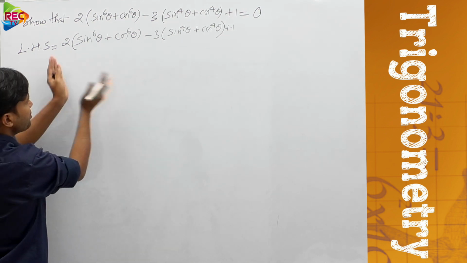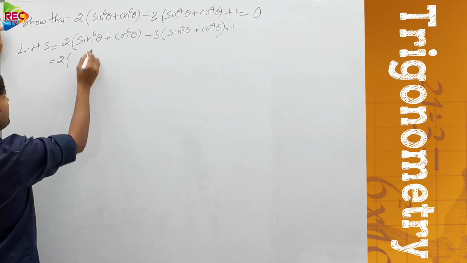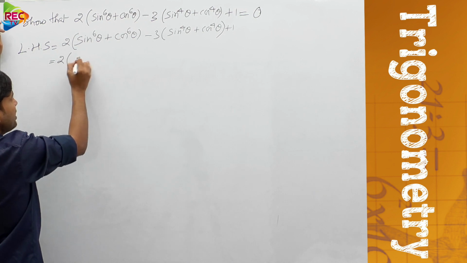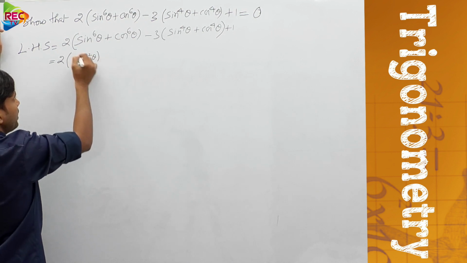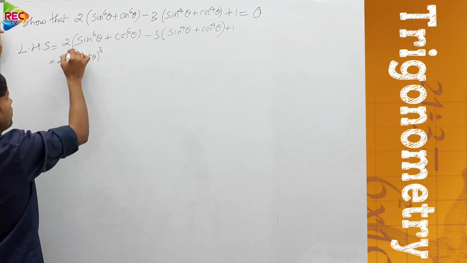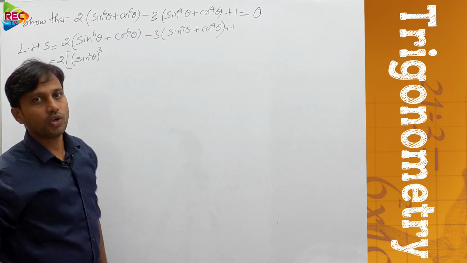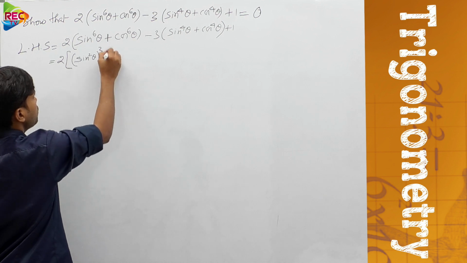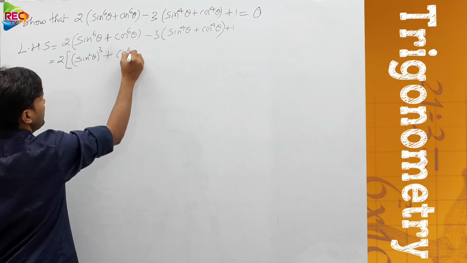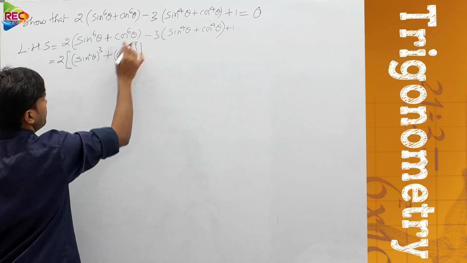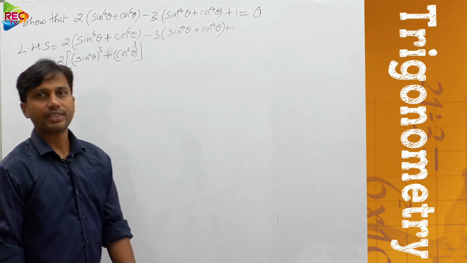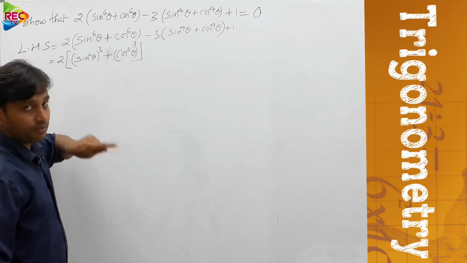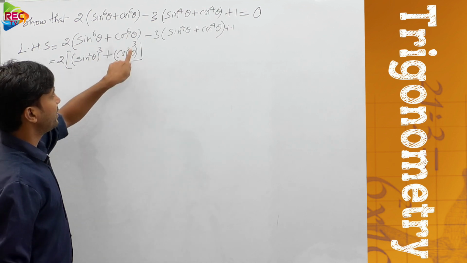Let us do the rearrangement of the terms. How to do the rearrangement? Sine power 6 theta we can adjust as sine square theta whole cube. Now similarly, you can adjust cos power 6 theta also as cos square theta whole cube. What I did, I just wrote sine power 6 theta as sine square theta whole cube plus cos power 6 theta as cos square theta whole cube.